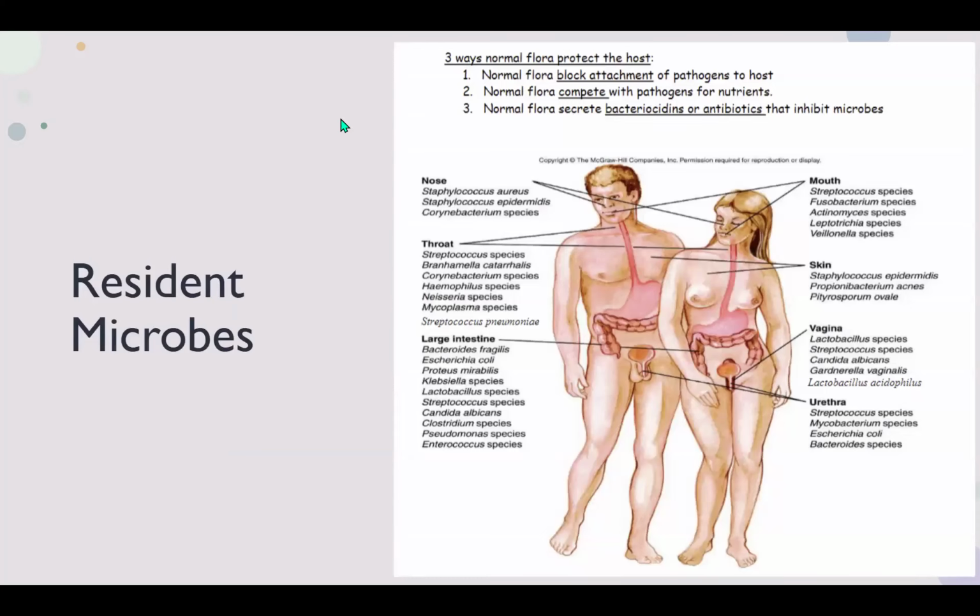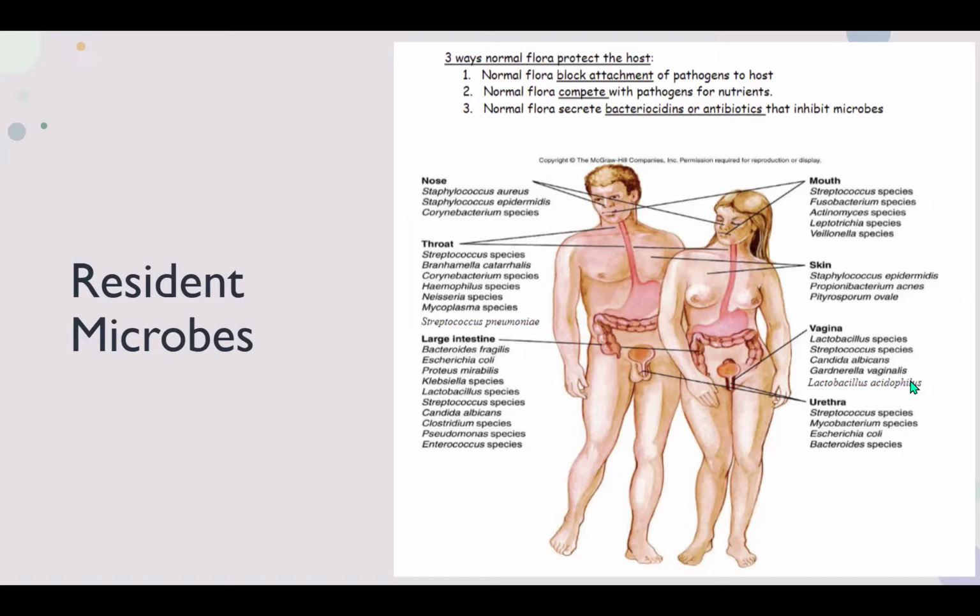Resident microbes. I have seen people miss this question a lot on the previous exams. You might be asked, hey, what is one resident microbe in this location? So let's use our big three, like I mentioned. In the vagina, you've got things like Candida albicans or Lactobacillus species.